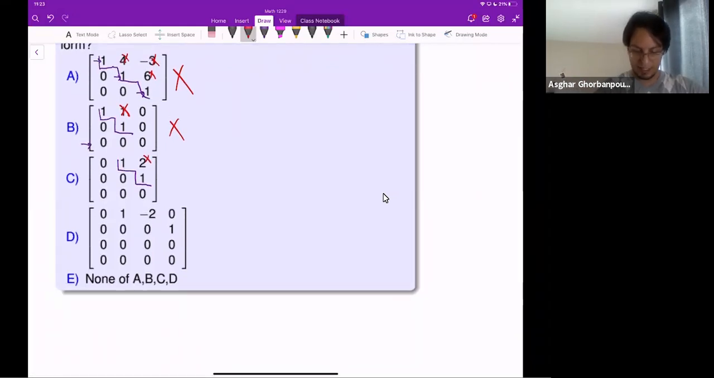For the D, okay, so this starts with the leading one, and yes, it has the pattern. You don't need to have same kind of length steps. It can be just any kind of step you like. This is leading one, this is leading one, all the zero rows are down, and then everything else in the columns of leading ones are zero. Well, that means that we have a row reduced echelon form in part D.